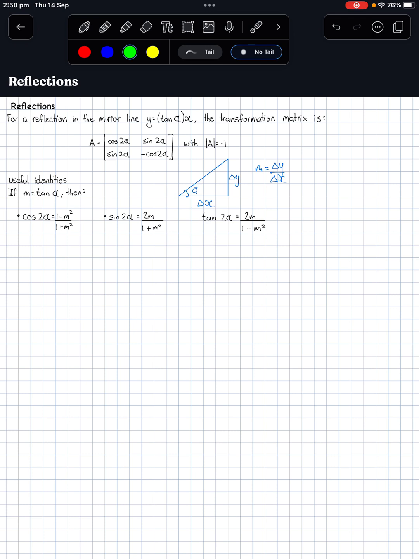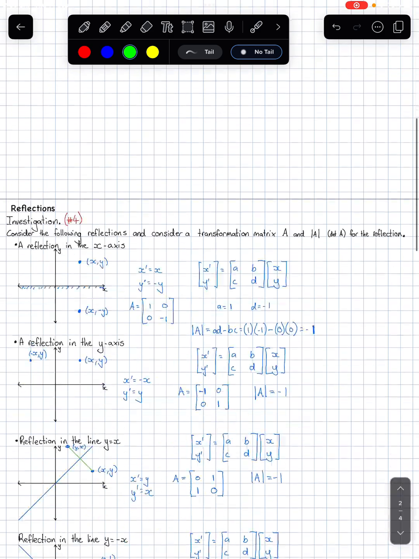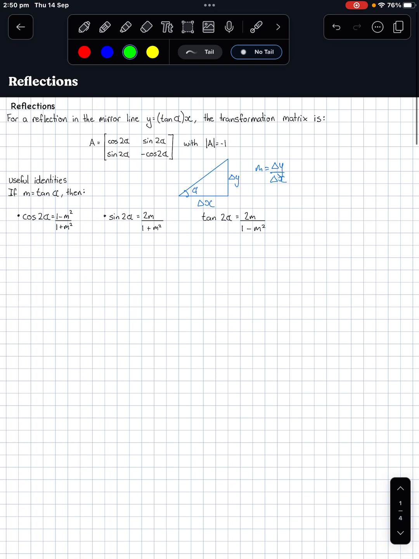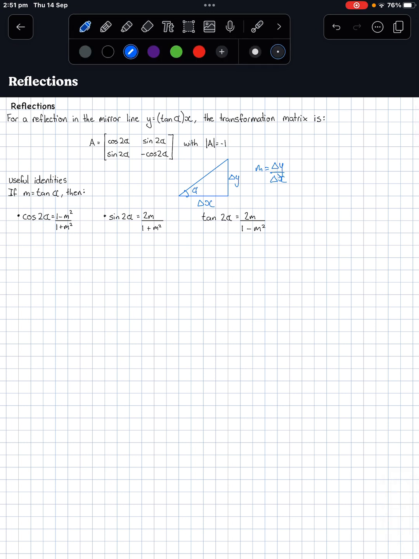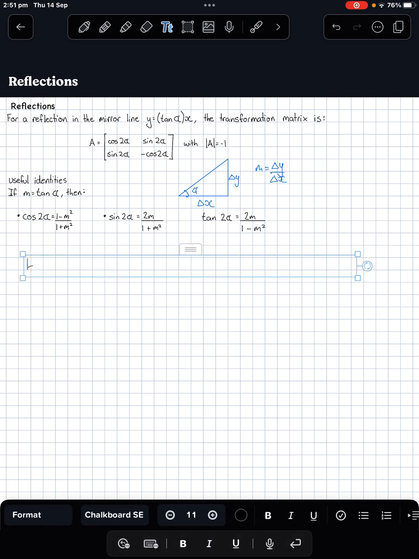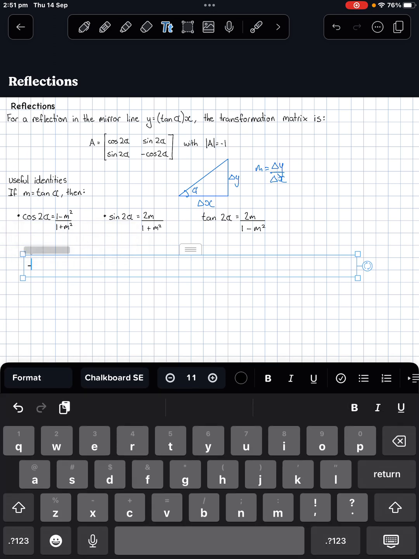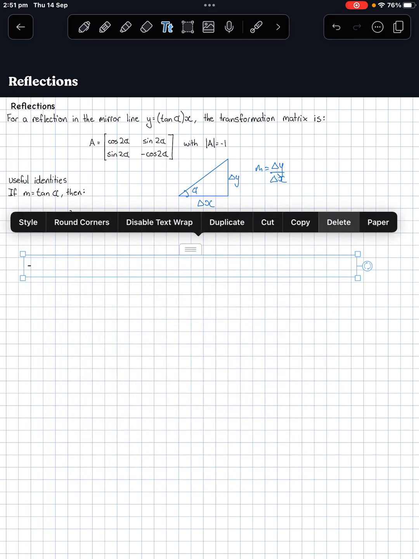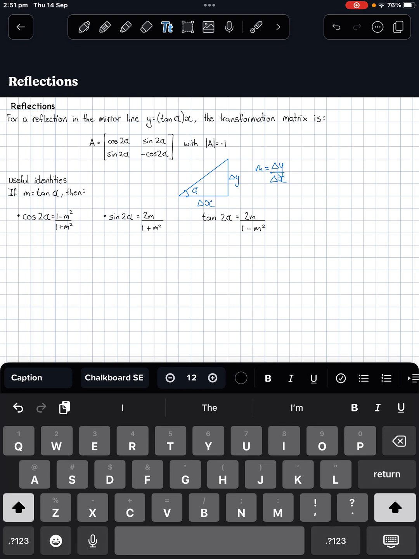Now, that might be a little bit confusing for the minute, and I don't think I made an example question for us. I've got an investigation later. So let's just do this one here. We've got a question here, and I will read it out. Let's delete this and go here.